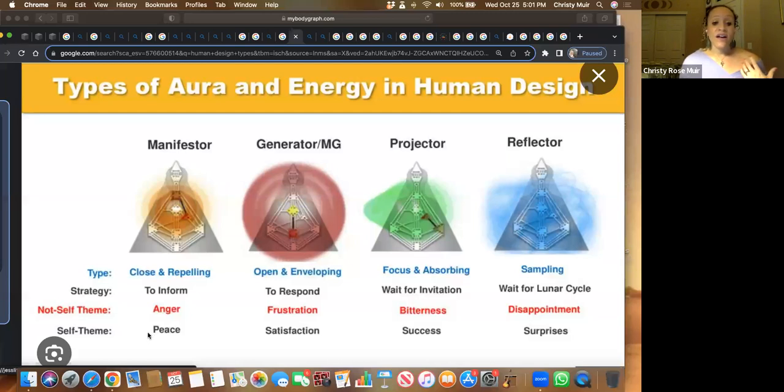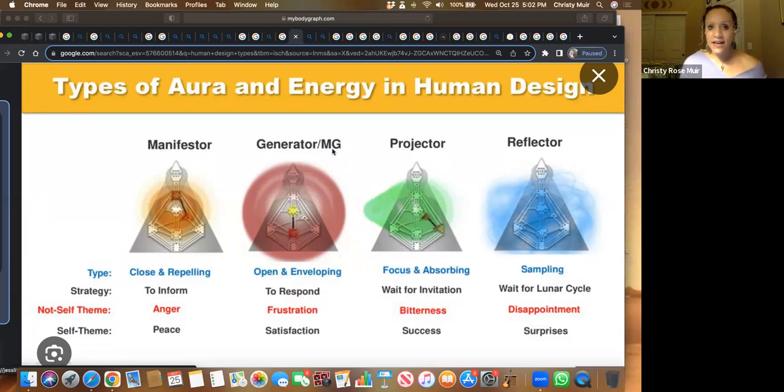And so the goal of all of the types, if there were to be a goal, would be to recognize if we're operating out of our not-self theme, recognizing that resistance shows up in these ways for us. And then if we follow our strategy and our inner authority, we actually get to experience this other frequency that contains a lot less resistance. It feels a lot better to us. So let's go on to generators and manifesting generators.